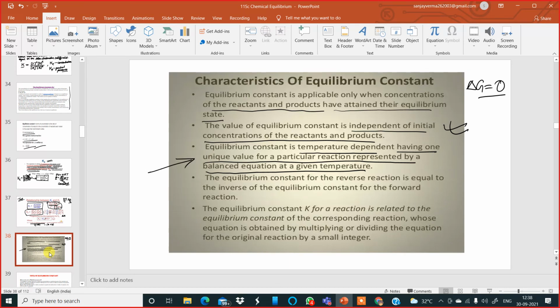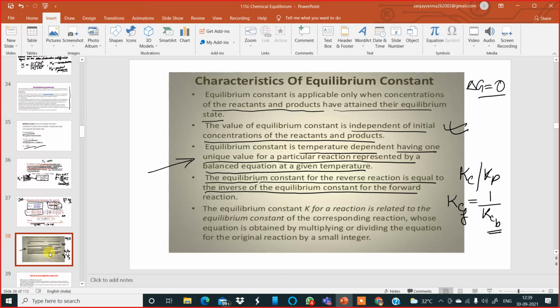These are short questions that will be asked. It will be asked, is equilibrium constant dependent on temperature? Yes or no? You write yes. I am talking about equilibrium constant, either Kc or Kp. The equilibrium constant for a reverse reaction is equal to the inverse of the equilibrium constant for the forward reaction. That means if it is Kc for the forward reaction, then the equilibrium constant for the backward reaction becomes 1 by Kc.